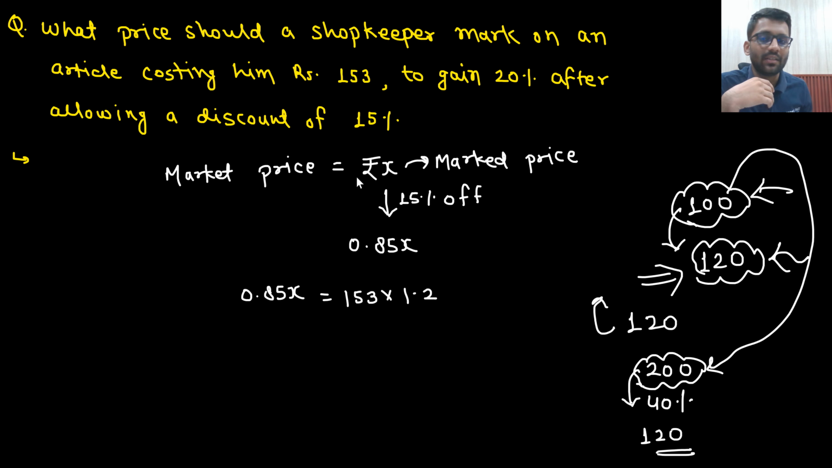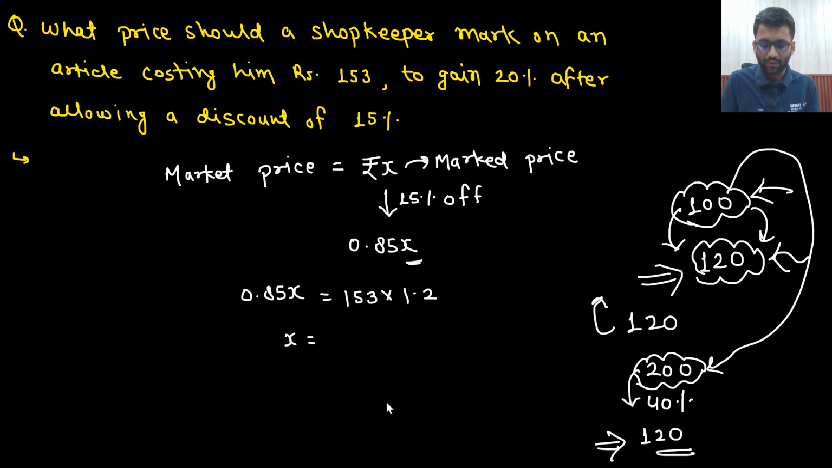Same thing is happening. He has marked the price by X rupees that we don't know. That means he is giving 15% off. That means he is selling in this much of price. He is giving 50% off. That means he is selling in this much of price. And this price is 20% of this one. So what is the marked price? This example is more than enough, I guess. And you will be able to understand.